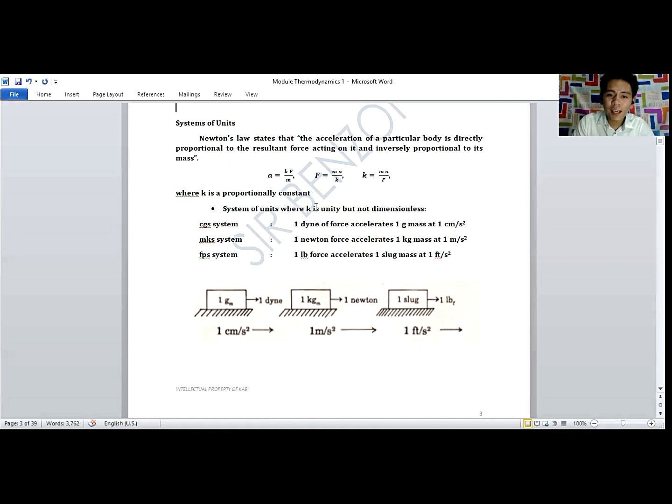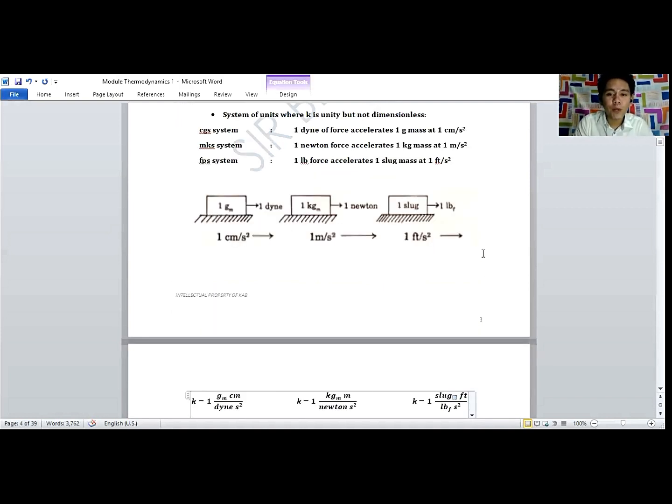So with the help of the proportionality constant k, we justify the formula force equals mass times acceleration. System of units where k is unity but not dimensionless. In the CGS system, one dyne of force accelerates 1 gram of mass at 1 centimeter per second squared. In the metric system, 1 Newton force accelerates 1 kilogram of mass at 1 meter per second squared. In the English system, 1 pound force accelerates 1 slug mass at 1 foot per second squared.